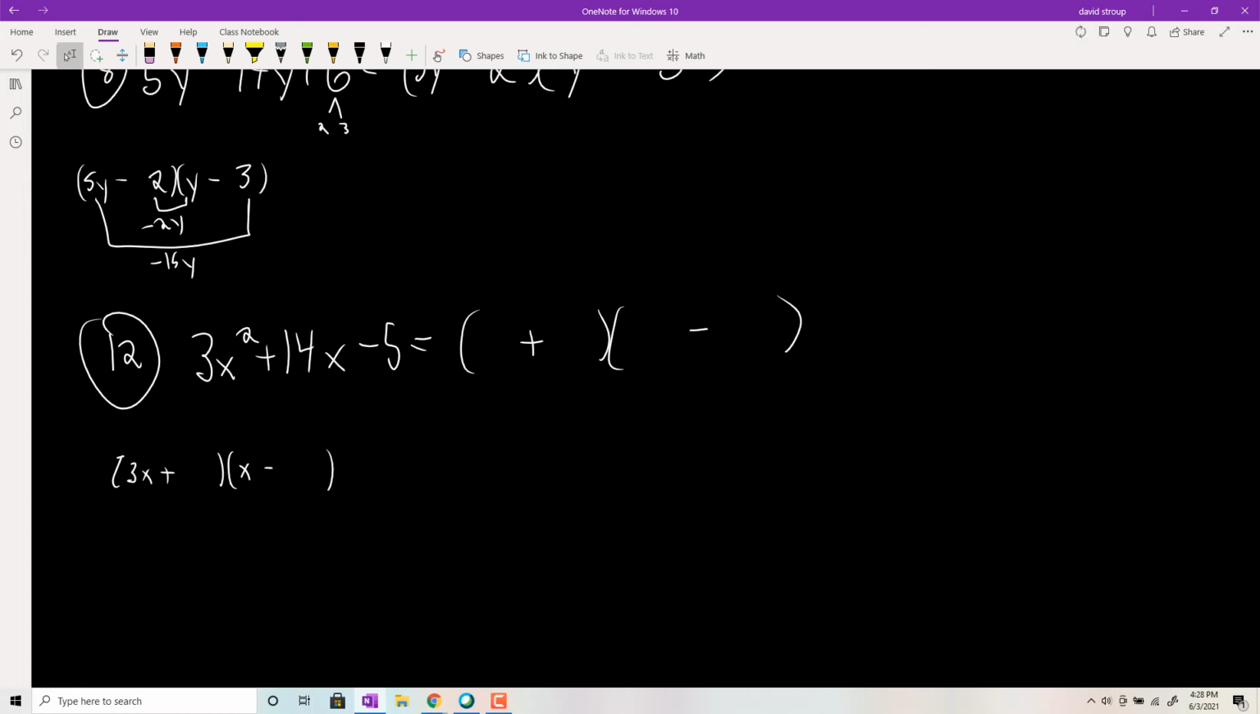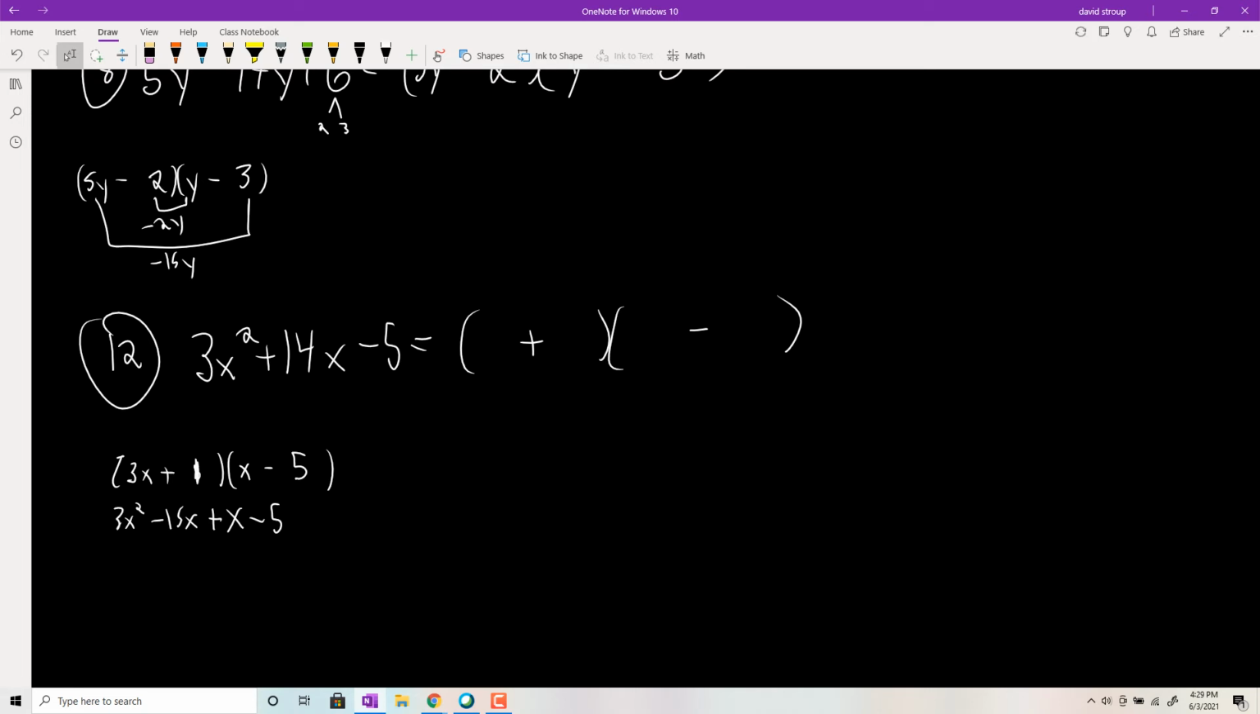And that's got to be 1 and 5 or 5 and 1. You only have really 2 choices. If you put the 5 here, you're not going to get a 14 out of it, right? Because it's just going to be 5 plus 3, which is 8. So you're going to put the 1 here and then the 5 here. So the first, 3x squared, the outer, minus 15x, the inner, plus x, and then the last, minus 5.